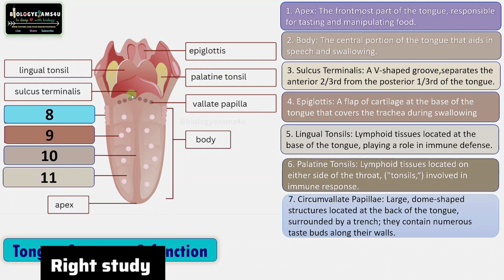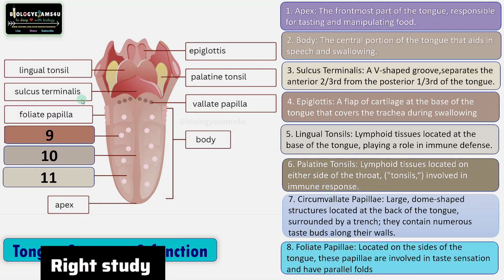The next one is the foliate papillae, as you see here. It is located on the sides of the tongue and are involved in taste sensation and have parallel folds, as you see here. These structures are more prominent in children than adults.